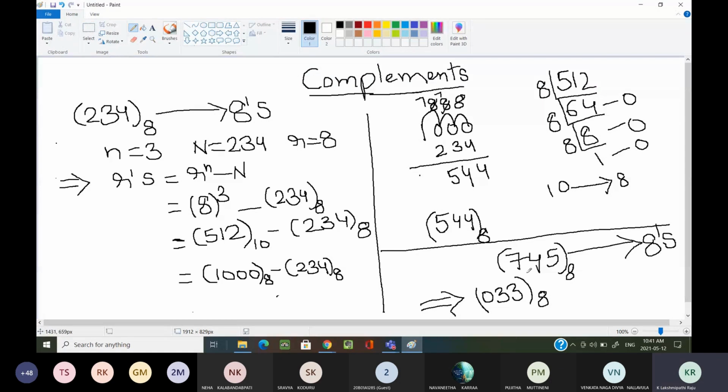Now, those who have completed, do this one also. I am giving one more problem here. Please see my screen. 6215 of base 8. Calculate the 8's complement.